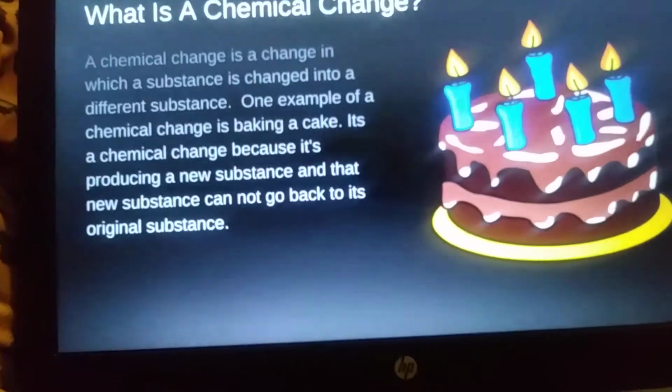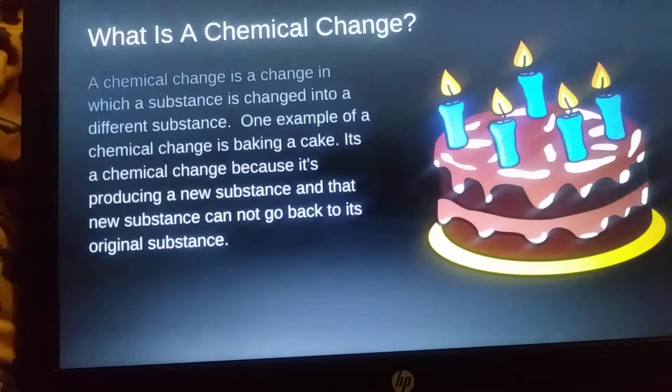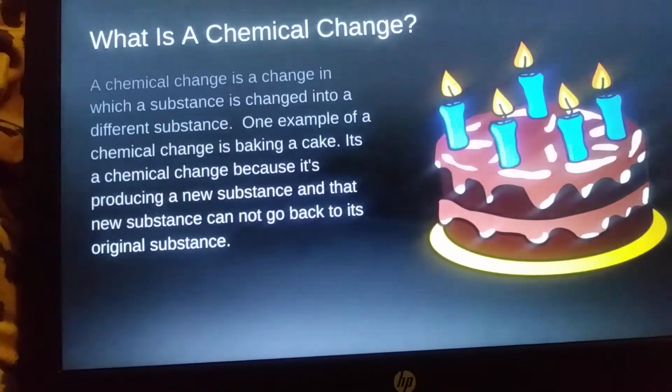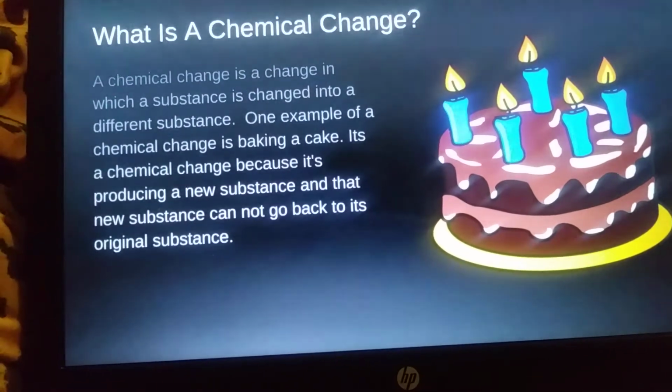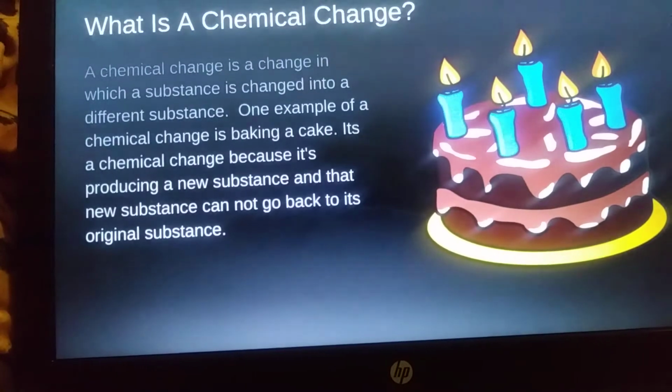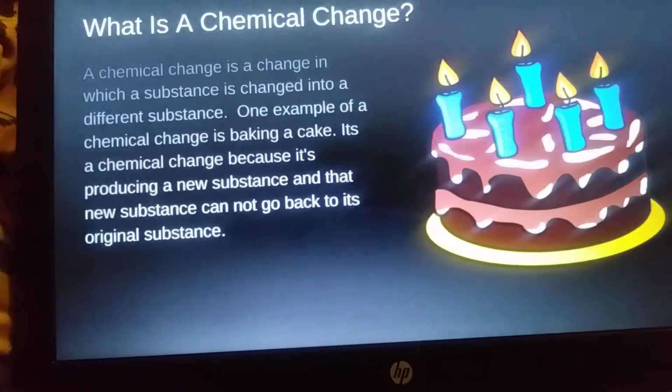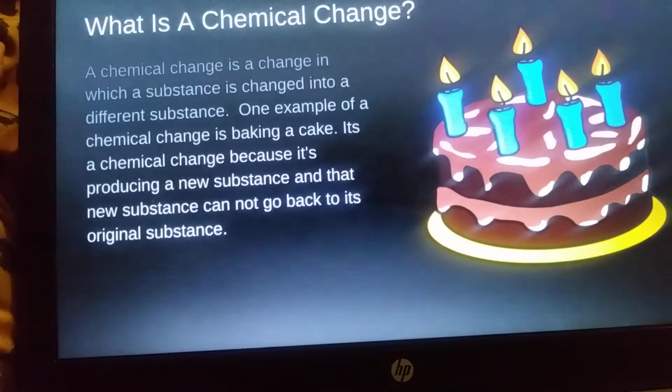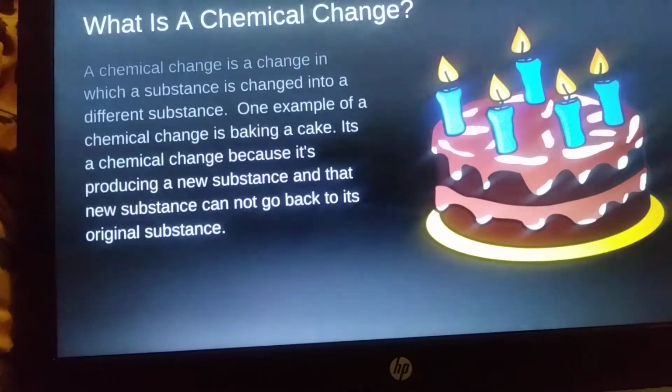What is a chemical change? A chemical change is a change in which a substance is changed into a different substance. One example of a chemical change is baking a cake. It's a chemical change because it's producing a new substance, and that new substance cannot go back to its original substance.